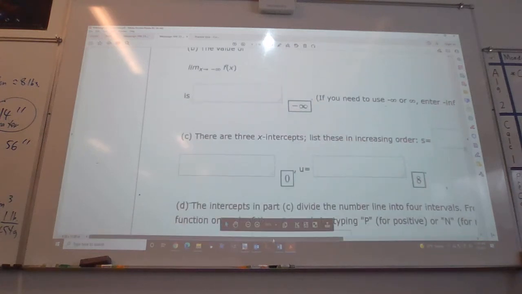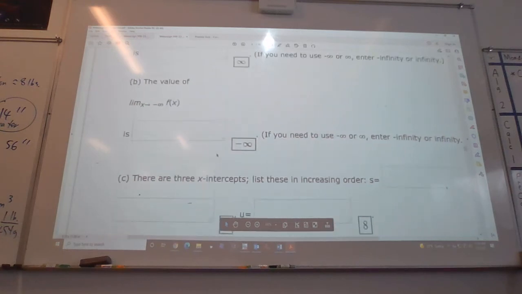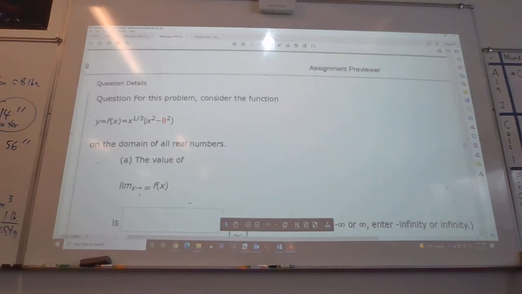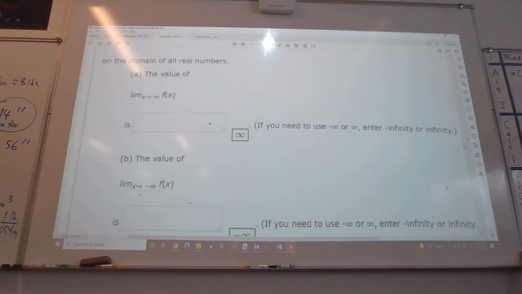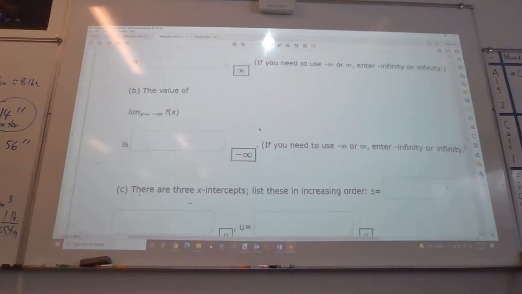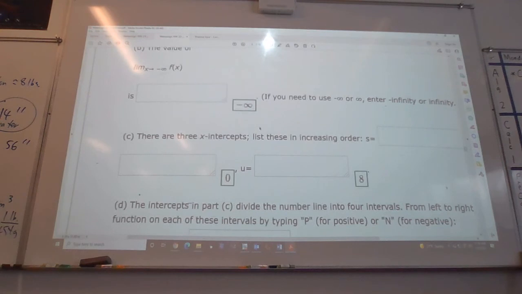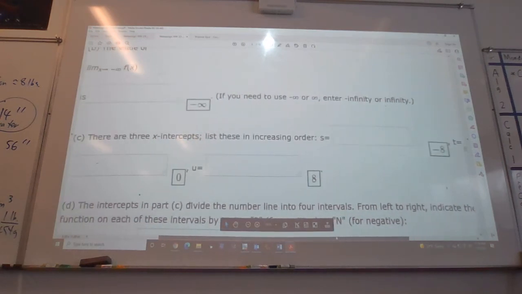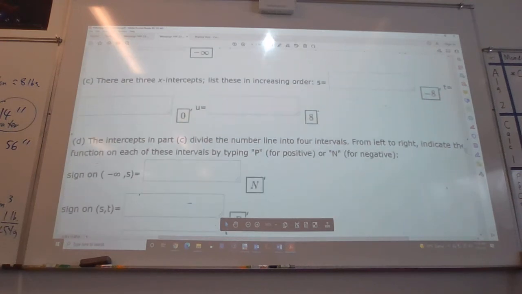Then C, there are 3 x-intercepts. Now to find the x-intercepts, you have to say y is 0. When is y 0? y is 0 when x is 0 or when x is equal to plus or minus 8, because of x squared minus 64. When x is plus or minus 8 or x is 0, you get y is 0. Those are the x-intercepts. So 0, 8, and negative 8. They wanted you to put negative 8 in the leftmost to the right. Okay, so that was easy, kind of.